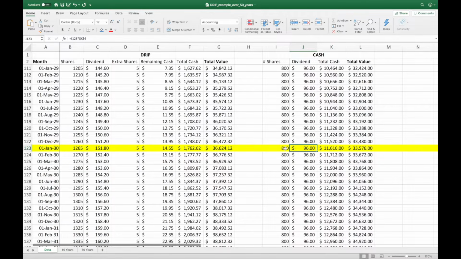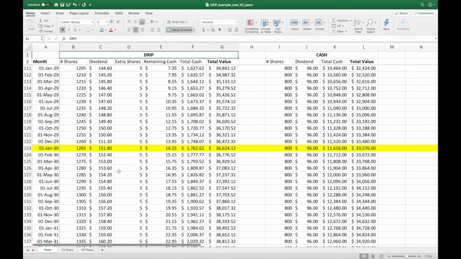We would have the same 800 shares we started with, but we would have a nice pile of cash of $11,616, giving us a total value of $33,500. That's not bad. We've gained almost $12,000 over 10 years.